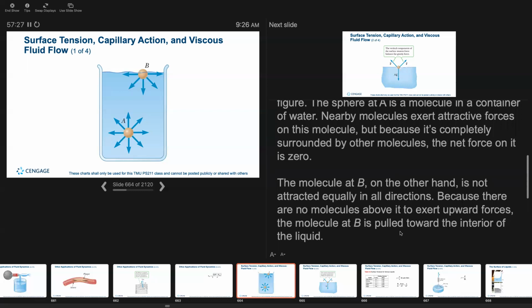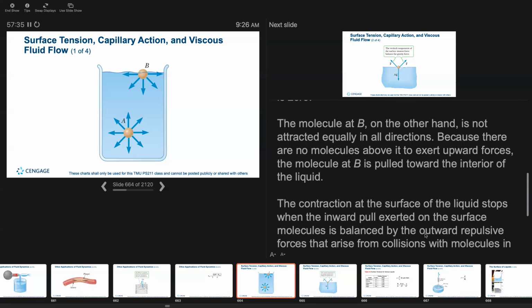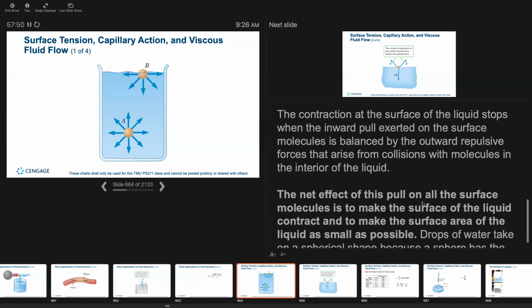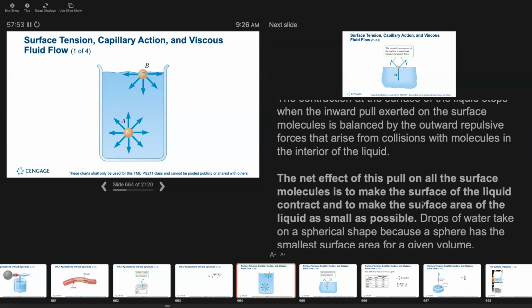Because there are no molecules above it to exert upward forces, the molecule at B is pulled towards the interior of the liquid. The contraction at the surface of the liquid stops when the inward pull exerted on the surface molecule is balanced by the outward repulsive forces that arise from collisions with molecules in the interior of the liquid. The net effect of this pull on the surface molecules is to make the surface of the liquid contract and to make the surface area of the liquid as small as possible. Drops of water take on a spherical shape because a sphere has the smallest surface area for a given volume.